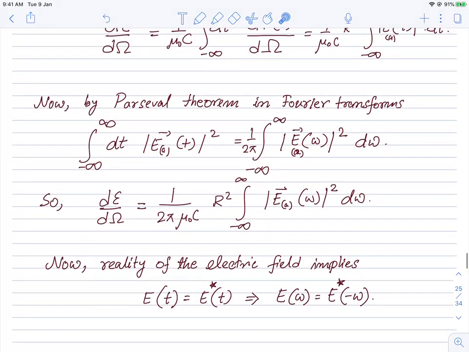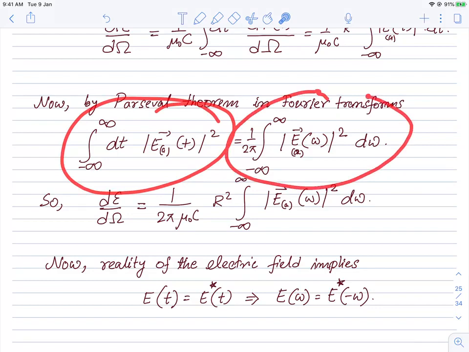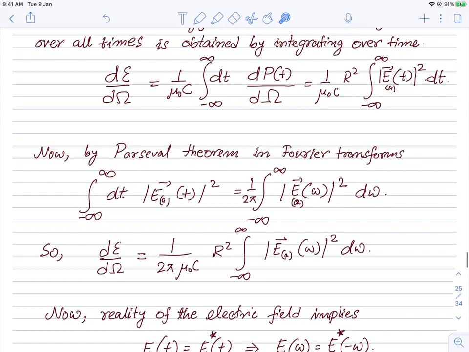So now, using this fact that this time integral is given by the frequency integral, I can take this and convert it into a frequency integral.